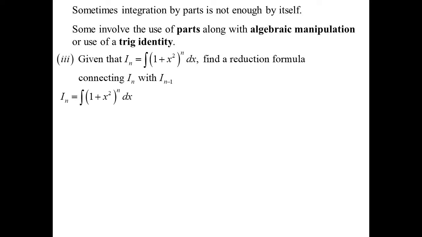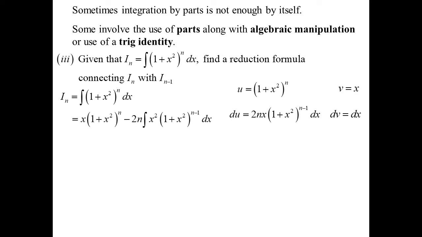Here's an example where, yes, integration by parts, but algebraic manipulation, trig identities also can come in handy. So I_n is the integral of (1 plus x squared) to the power of n. They're telling us our formula is going to connect I_n with I_(n-1). Okay, so I've got (1 plus x squared) to the power of n. I'm going to let u equal that. So du becomes 2nx (1 plus x squared) to the n minus 1. dv is dx, v is x. So uv minus 2n in this case, integral of v du.